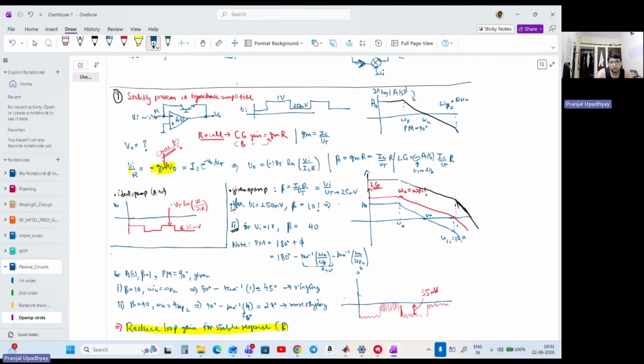So here, as you can see, for beta equal to 10, our phase margin is degrading down to 45 degrees and we are having ringing.